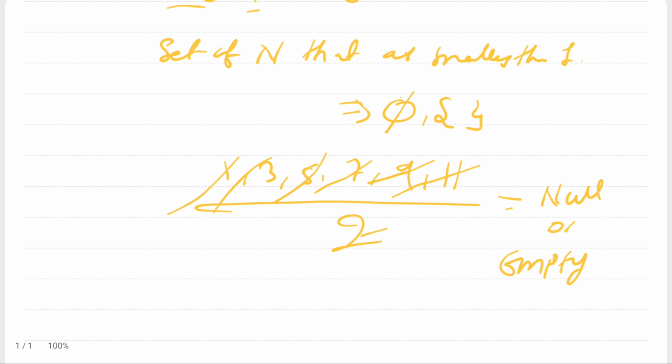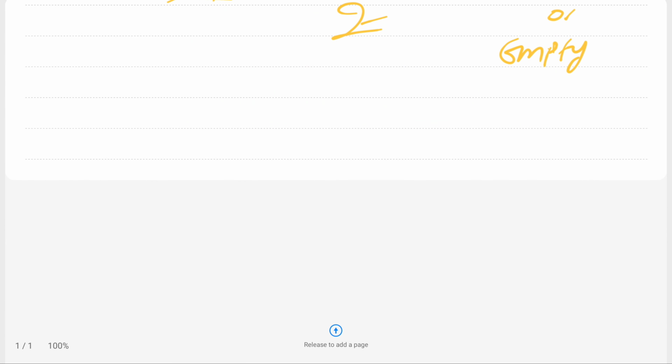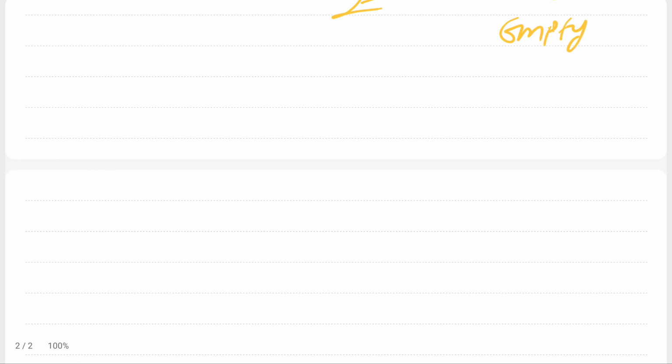Is it clear? I hope you understand the empty set. Empty set means a set which doesn't contain any elements. Is it easy, right? So let's move to some other types of set, like the universal set. Let me take a break here. Right, so we have to write here, we are going to discuss the universal set.